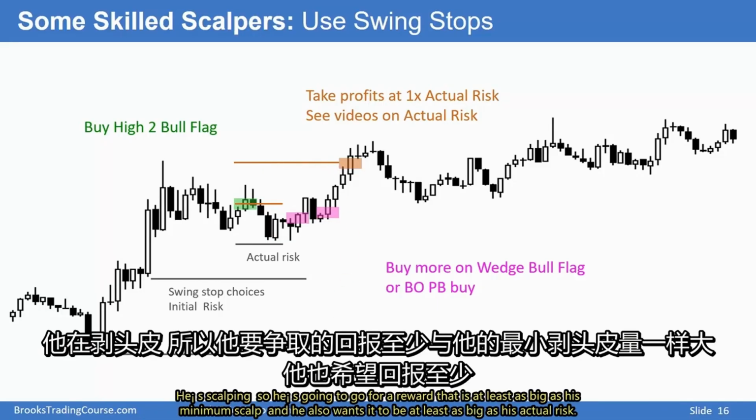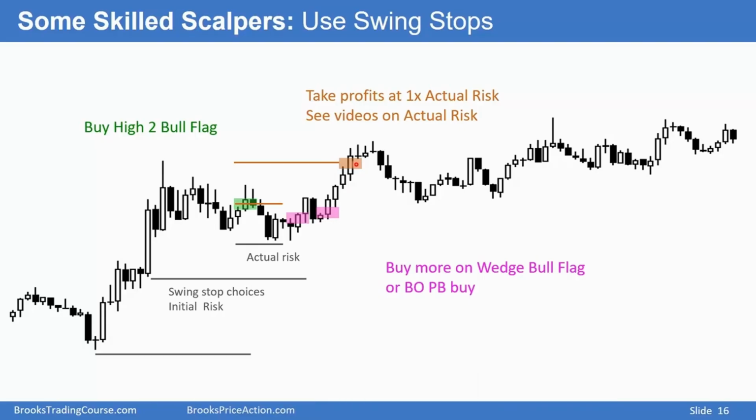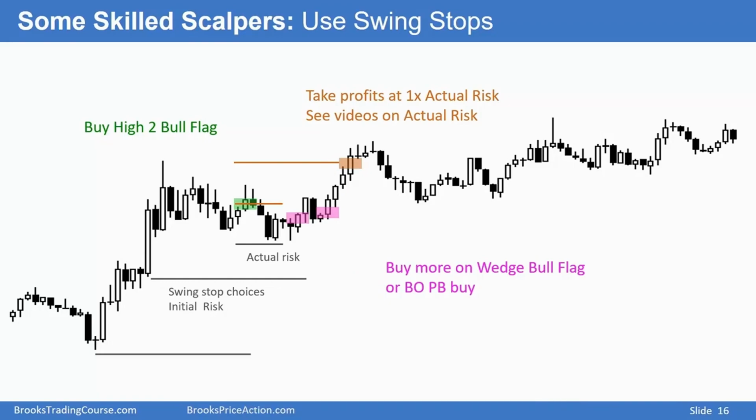He's scalping, so he's going to go for a reward that is at least as big as his minimum scalp. And he also wants it to be at least as big as his actual risk. This is a reasonable location to take profits. I talk more about this in the videos on actual risk.